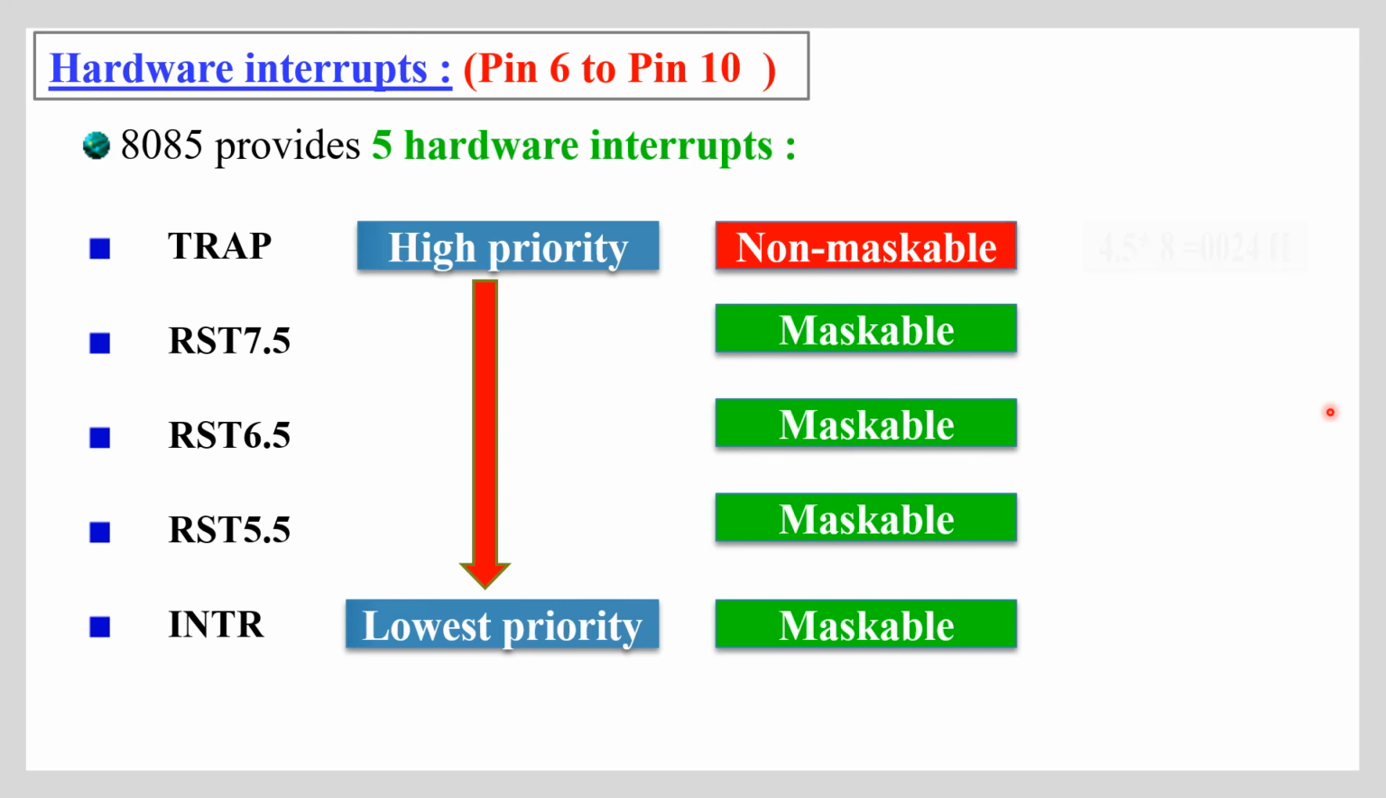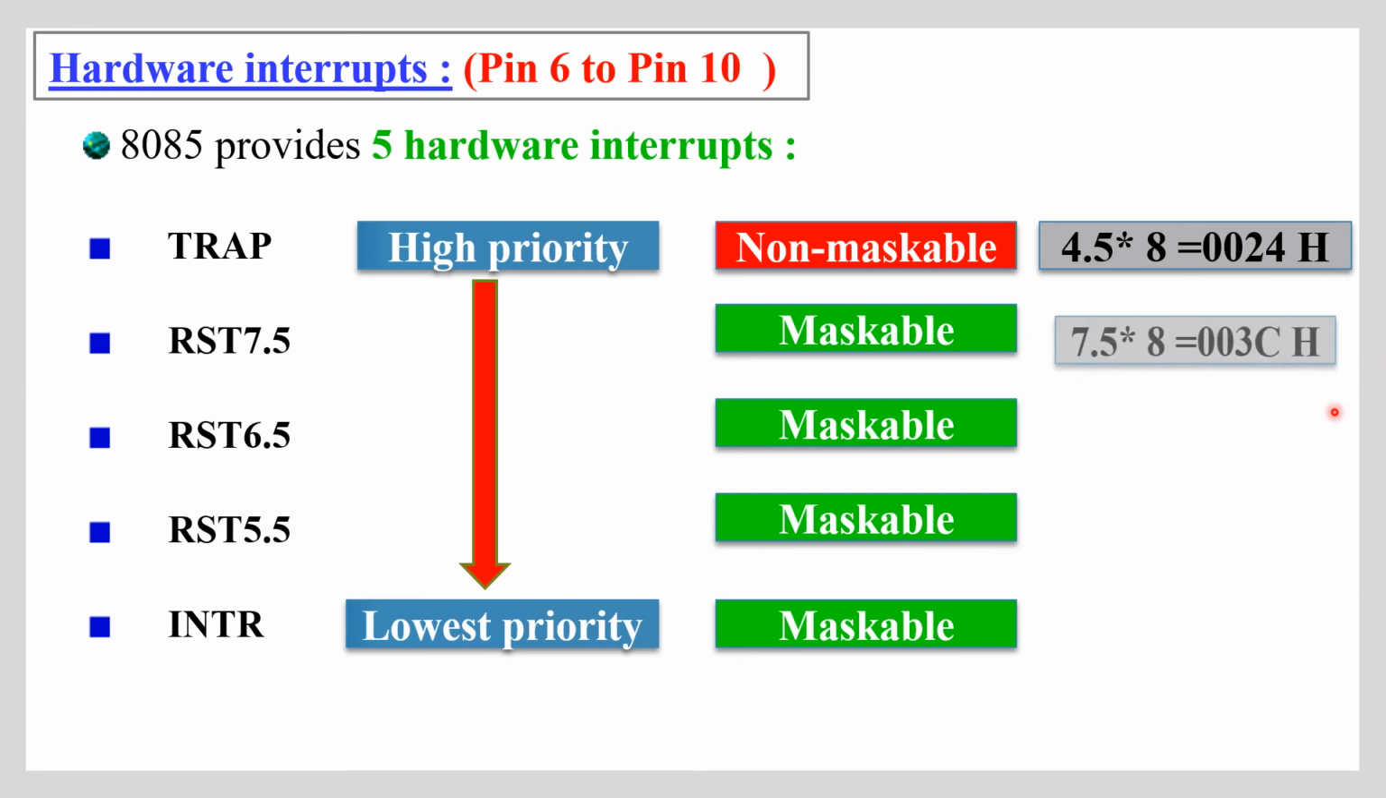Now these interrupts are vectored interrupts. Vector means they have an address. It means when these interrupts are given, control is transferred to a specific memory location. So when TRAP is interrupting the microprocessor, it will go to this location and execute the program for what is to be done. That is 4.5 into 8, which comes out to be 0024 hex, because we are dealing with the hexadecimal number system, so we are converting into hexadecimal. So the vector location is 0024 for TRAP.